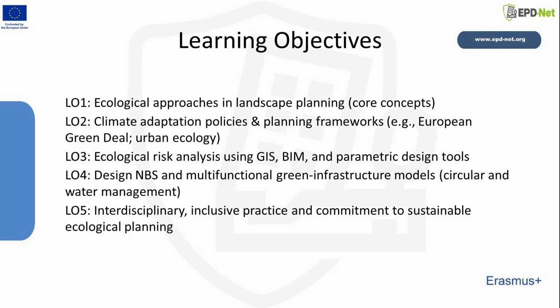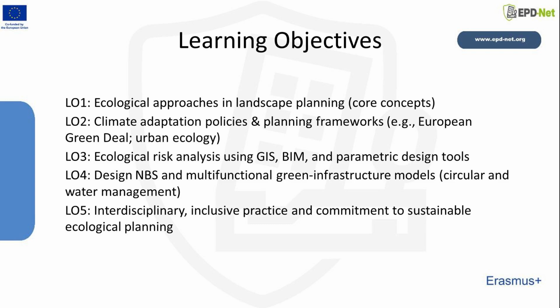These learning objectives are the contract for this topic. First, you should be able to explain core ecological approaches in landscape planning, especially connectivity, ecosystem services, and how landscape structure shapes hazards and recovery. Second, you should be able to interpret climate adaptation policies and planning frameworks, including how they shape priorities, accountability, and no-regrets actions.